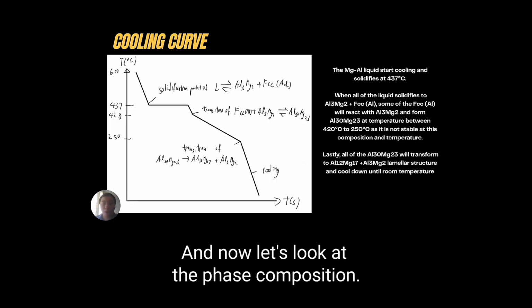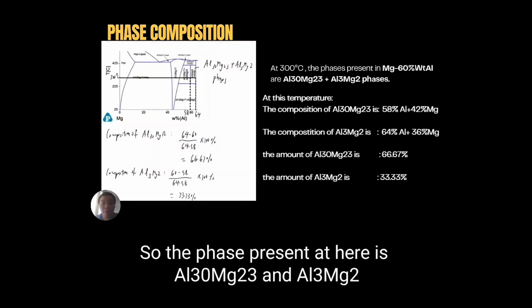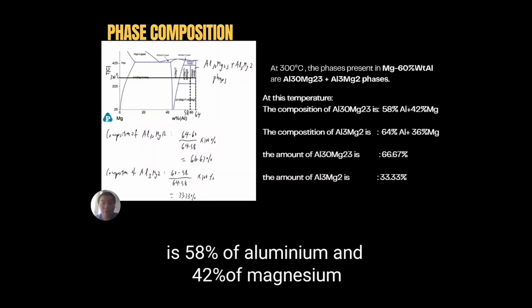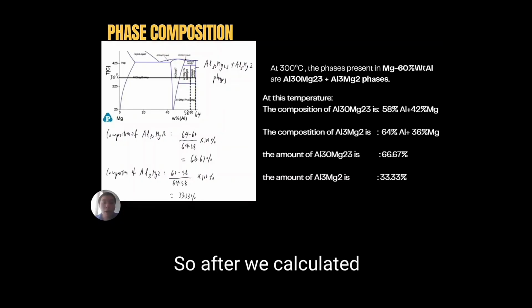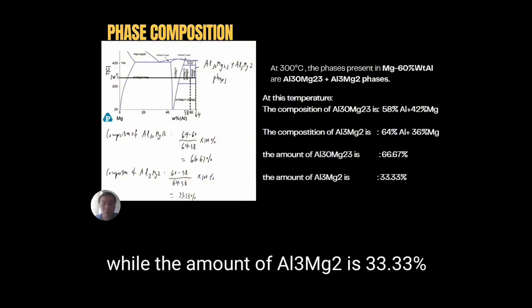And now, let's look at the phase composition. So, I will take the temperature at 300 degrees Celsius. So, the phase present here is aluminium 30, magnesium 23, and trialuminium dimagnesium. So, at this temperature, the composition of aluminium 30, magnesium 23 is 58% of aluminium and 42% of magnesium, where the composition of trialuminium dimagnesium is 64% of aluminium and 36% of magnesium. So, after we calculated by using lever rule, the amount of aluminium 30, magnesium 23 is 66.67%, while the amount of trialuminium dimagnesium is 33.33%.